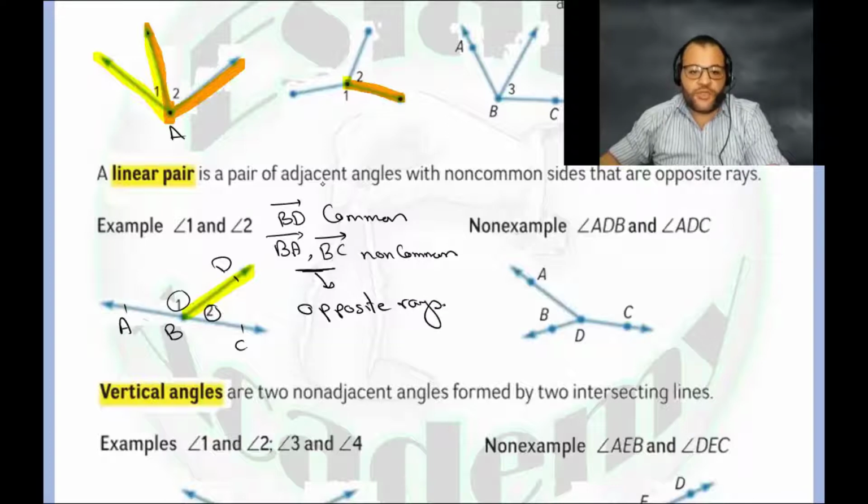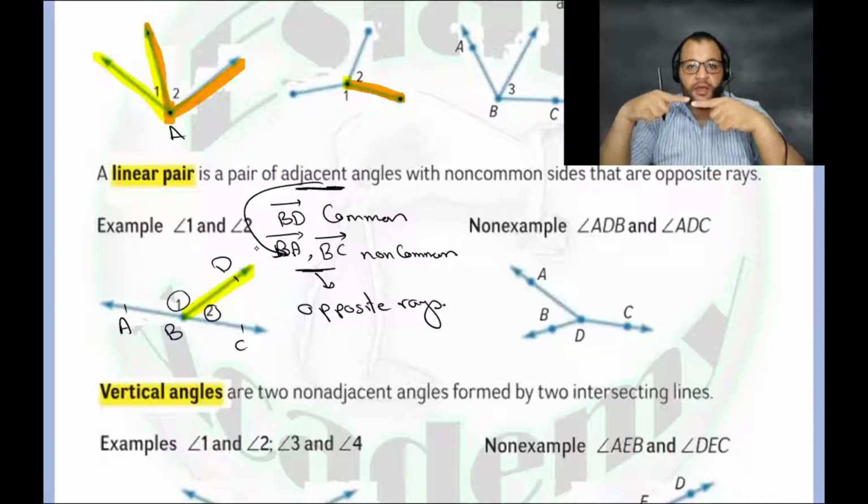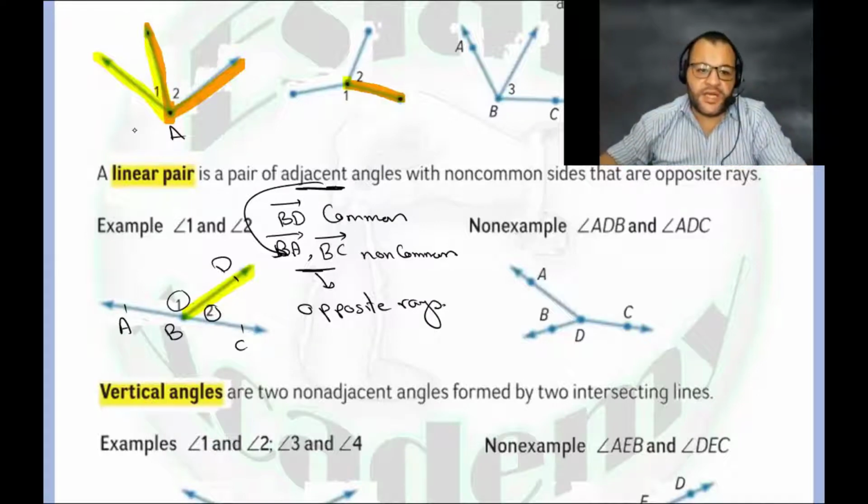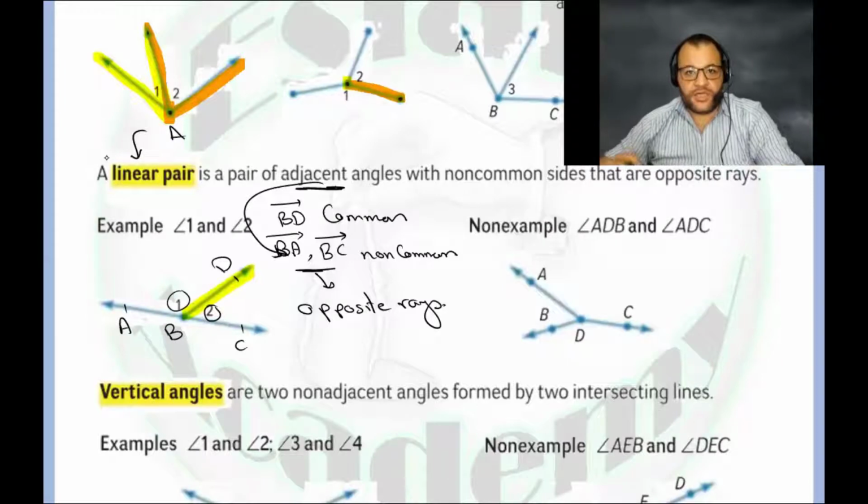So if you have two adjacent angles, and the non-common sides are forming opposite rays, forming one straight line, then we can say that the two angles are a linear pair. Do you understand the meaning of linear pair? Yes. Linear pair: two adjacent angles in which their non-common sides form one straight line. Forming one straight line means they are opposite rays. You get the idea?